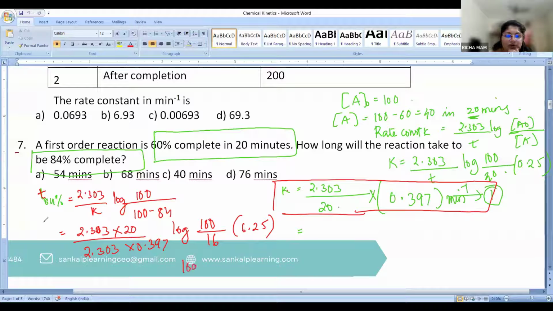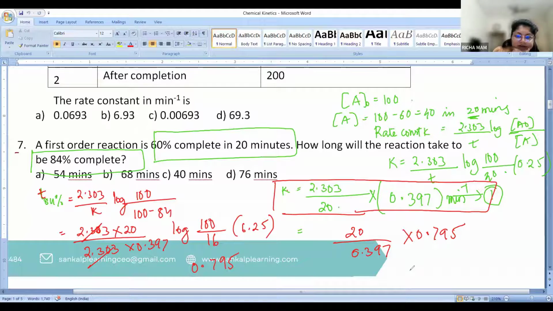So I have got the log of 6.25 as 0.795. Now what will cancel? This and this will get cancelled. So 20 by 0.397, we will keep it like that only. So 20 divided by 0.397 into 0.795. 20 divided by 0.397 is how much? 50.